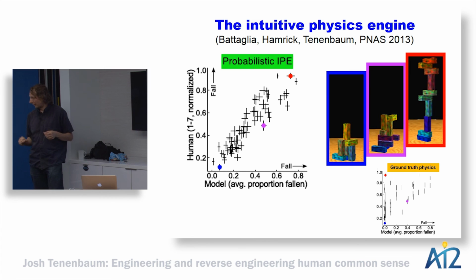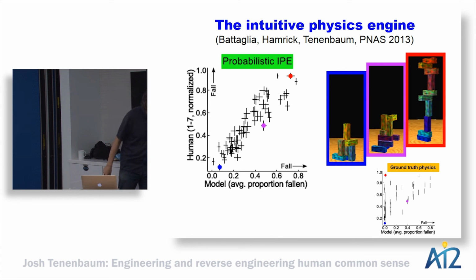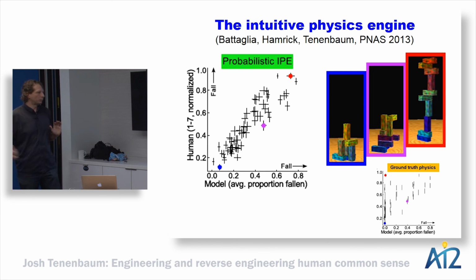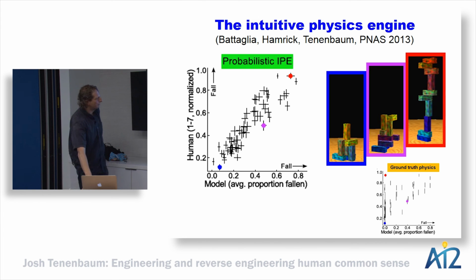And the main thing I want to point out here is that if you don't have those sources of uncertainty, but you just use the noiseless ground truth physics, it doesn't do nearly as well. In fact, it actually has some illusions, like this one here, which is physically stable, but looks unstable to us because of the ways that probability is wrapped into our minds.